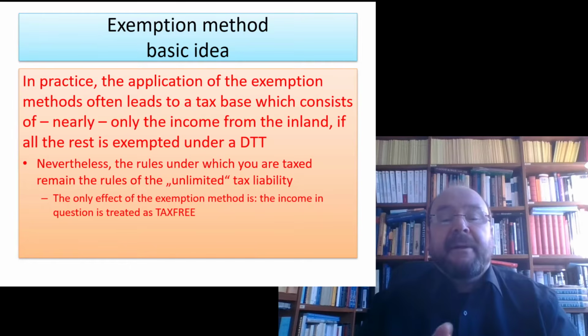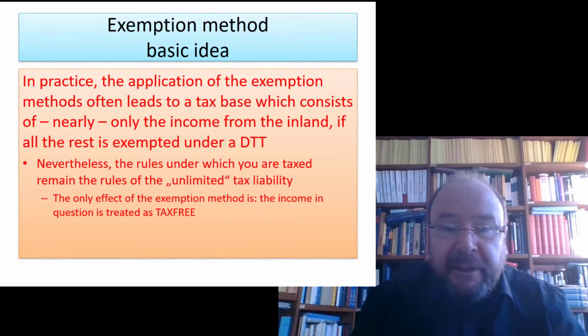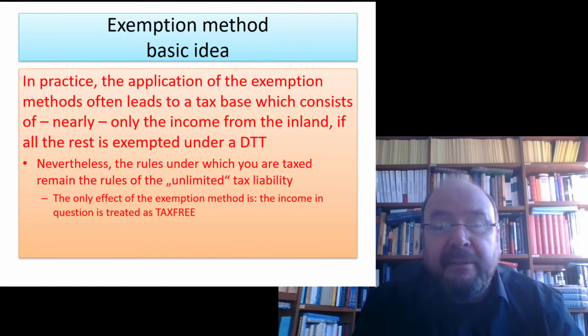In practice, when you have double taxation treaties with nearly every country all over the world, and most types of income in the double taxation treaty are then treated with the exemption method, then you very often end up with an actual situation where your taxpayer in the inland pays taxes nearly only on the income from his own country of residence. But nevertheless, the rules which say you are an unlimited tax liability taxpayer still remain valid.